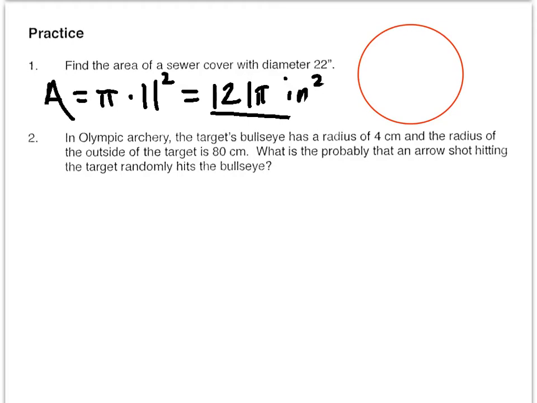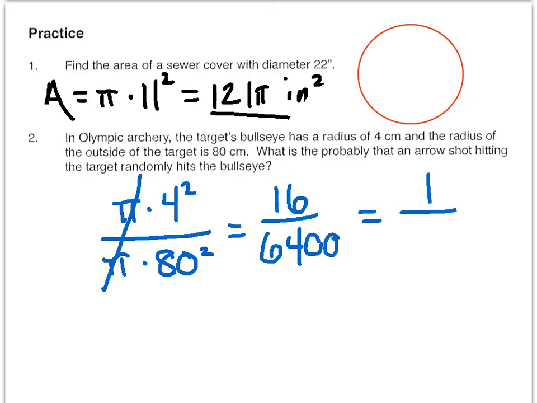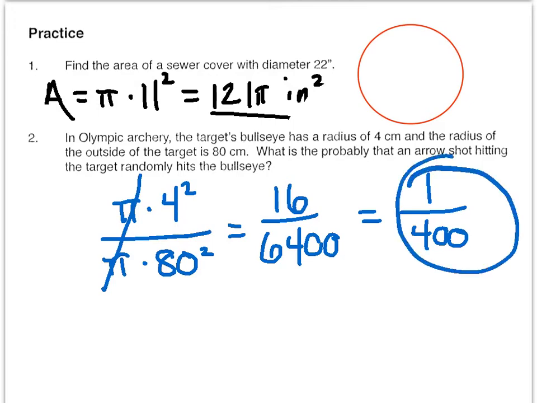As I said in the previous slide, in order to find the probability of a bullseye, you're going to do the area of the small circle, which would be pi times 4 squared, divided by the area of the large whole circle, which would be pi times 80 squared. Since I have a pi on top and bottom, those will cancel, leaving me with 4 squared, which is 16, divided by 80 squared, which is 6,400. If we simplify that fraction using our calculator or cutting it in half, you'll find that this is a 1 in 400 chance of hitting the bullseye.